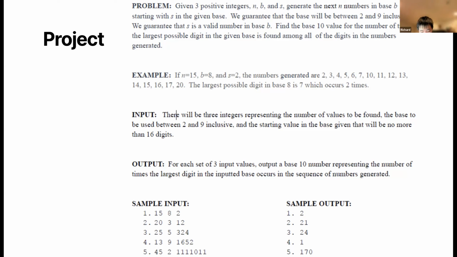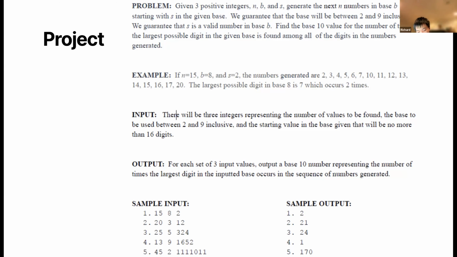For example, if n is 15, b is 8, and s is 2, then the numbers generated are 2, 3, 4, 5, 6, 7, 10, 11, 12, 13, 14, 15, 16, 17, and 20. The largest possible digit in base 8 is 7, which occurs 2 times.